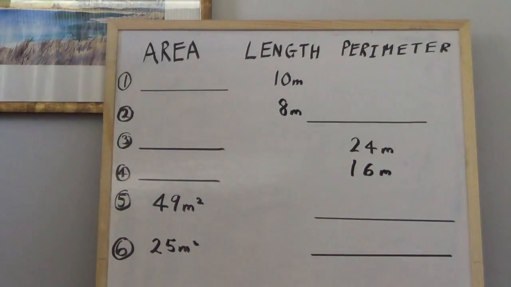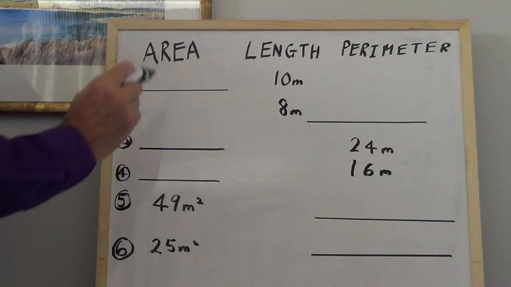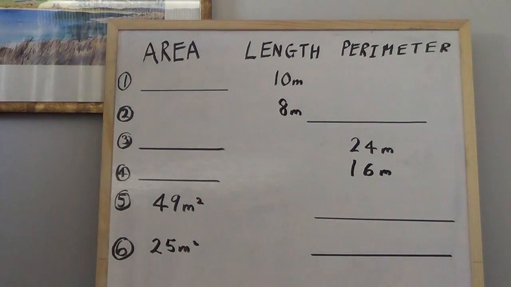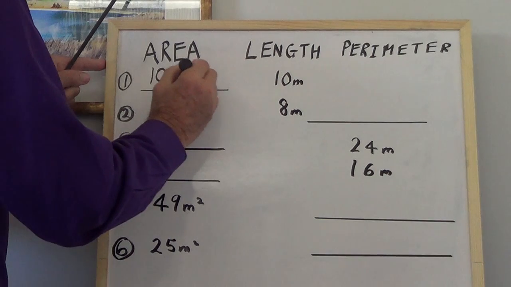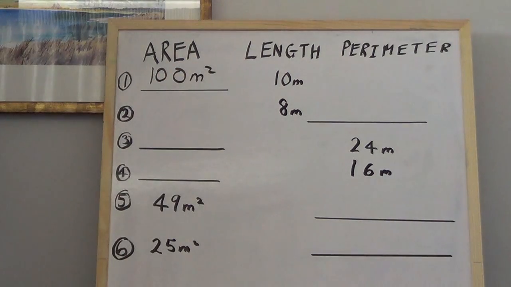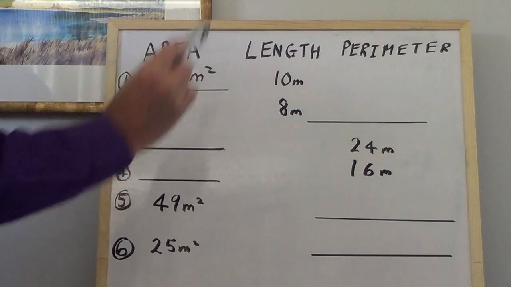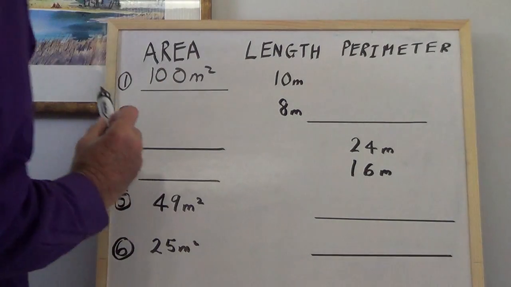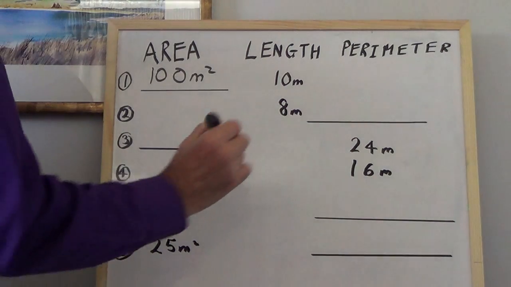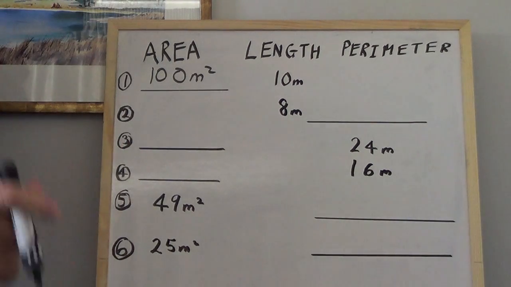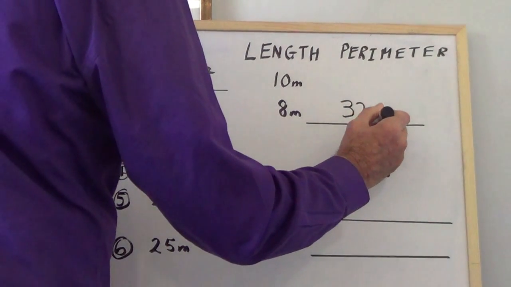Right. Let's see what you've learned. If the length is 10 metres, what's the area? Think about it. Well, the area will be 100 metres squared. And how did we get that? Length times length. Alright, next question. The length of the square is 8 metres. What's the perimeter? Alright, here we go. That's going to be 4 times 8, which is 32 metres.